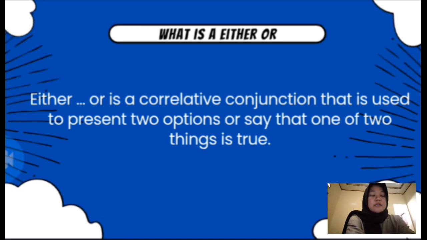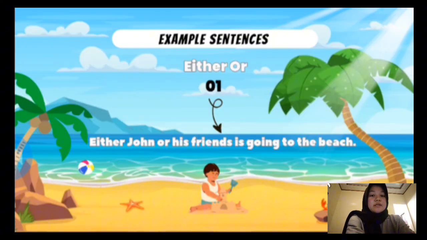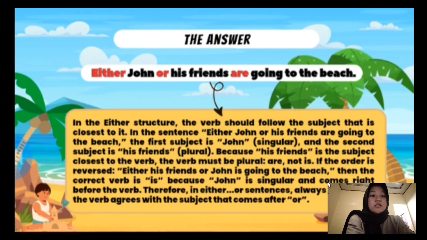Now let's look at the example question. Question number 1. Either John or his friends is going to the beach. The correct answer is are, not is. So the full sentence is either John or his friends are going to the beach. Why? Because the subject after or is his friends.